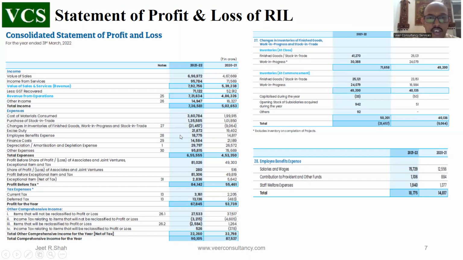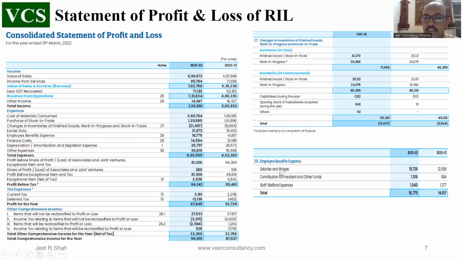Then the next part is that there's one thing known as excise duty. These are legacy things that happen right now. Also, since it is oil and natural gas, there is no GST. There is excise duty on many of those products that they buy and sell. Then we have employee benefit expenses, which is very critical. This is the amount that you are spending on your team, which is important.